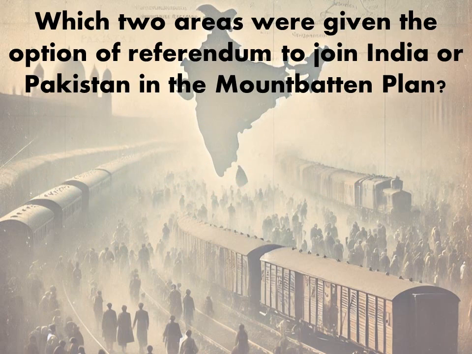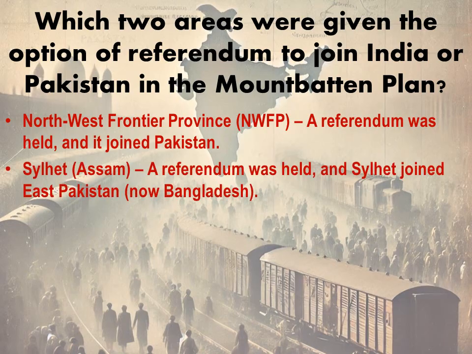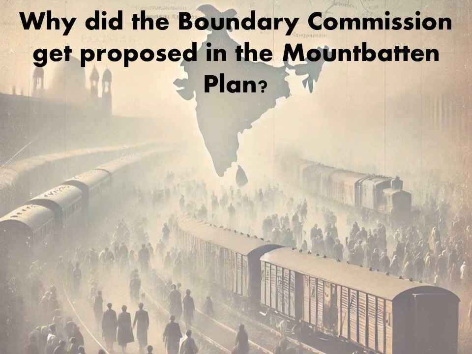Which two areas were given the option of referendum to join India or Pakistan in the Mountbatten Plan? Northwest Frontier Province, NWFP: a referendum was held and it joined Pakistan. Sylhet, Assam: a referendum was held and Sylhet joined East Pakistan, now Bangladesh.